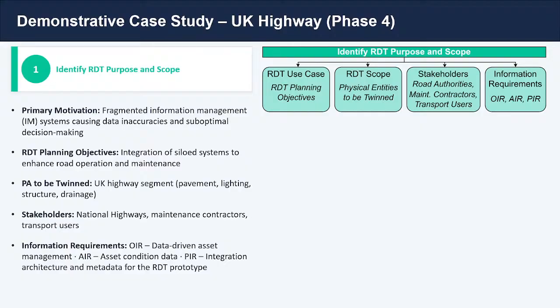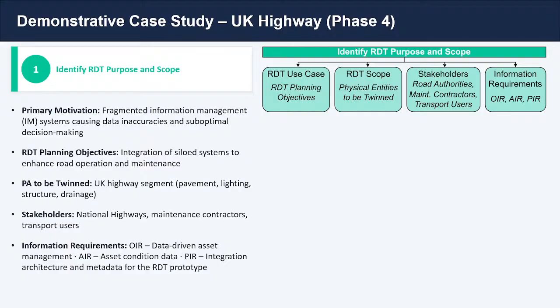So as first thing, we identified the raw digital twin purpose and scope. The very first thing to do is to understand the primary motivation to develop a digital twin, because in order to be effective, a digital twin must be purpose-driven. In our case, the primary motivation was the fragmented information management system that was causing inaccuracies and suboptimal decision-making.